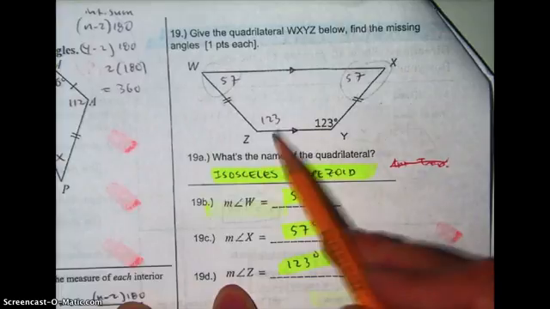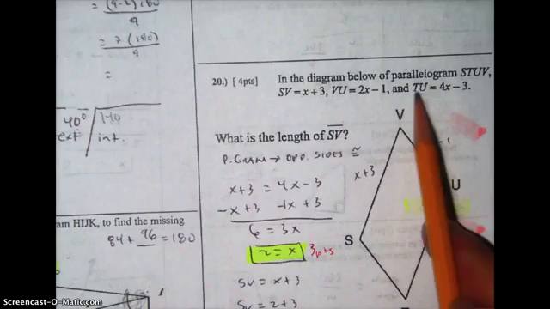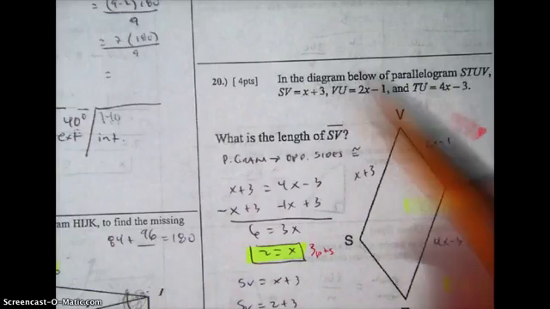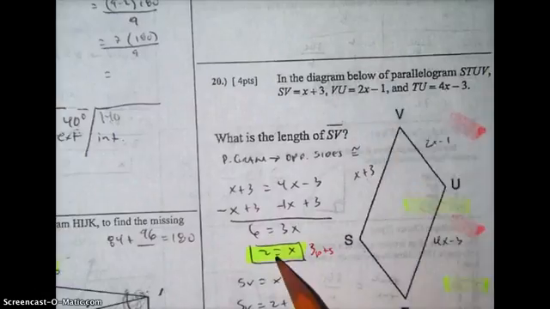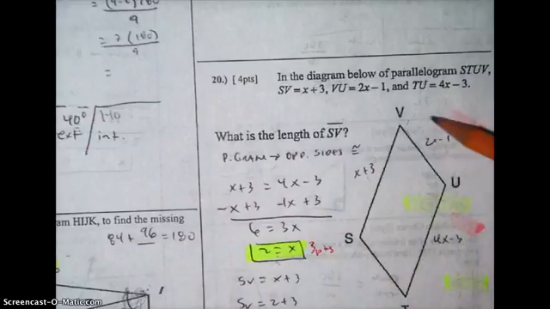Question number 20, in the diagram below of parallelogram STUV, you have this information here. So SV is here, and VU is here, and TU is here. Opposite sides are congruent, set them equal to each other, and you'll get x equals 2. When you get x equals 2, though, they're trying to find the length of SV. SV is here. So you don't need this information there. So put in 2 and get 2 plus 3, and you get SV is equal to 5.